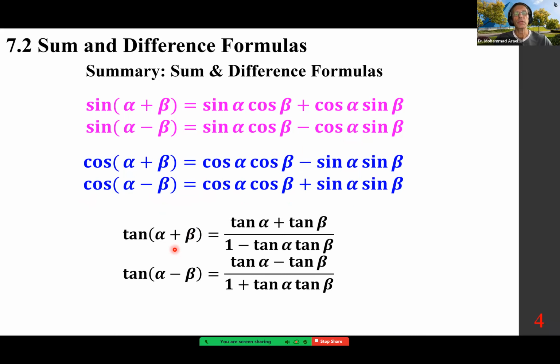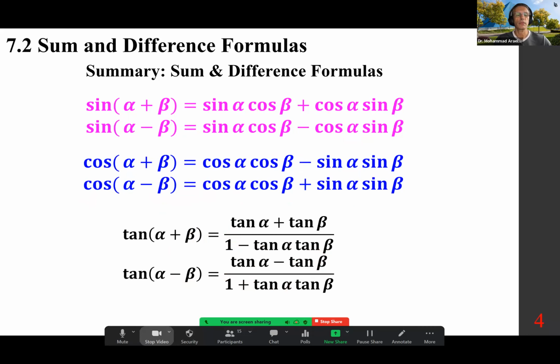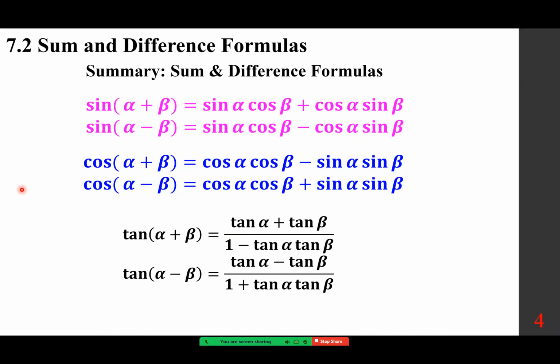Tan of alpha plus beta is tan alpha plus tan beta over 1 minus tan alpha tan beta. And tan of alpha minus beta is tan alpha minus tan beta over 1 plus tan alpha tan beta. So those are the identities we're going to look at.